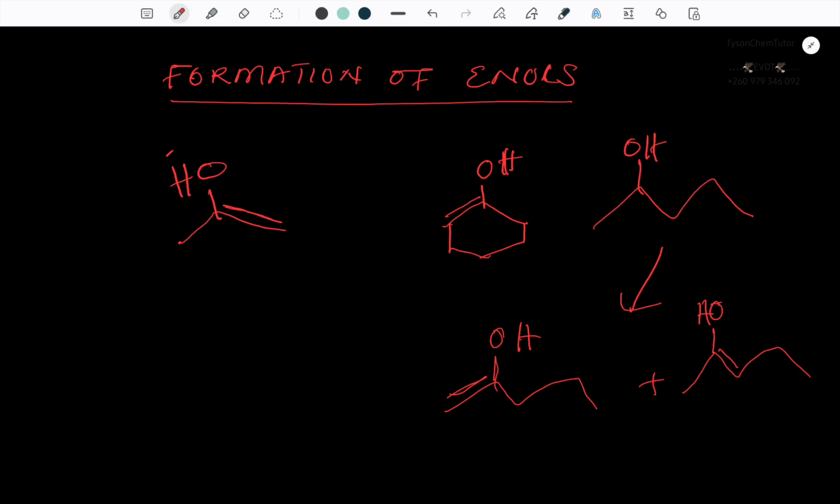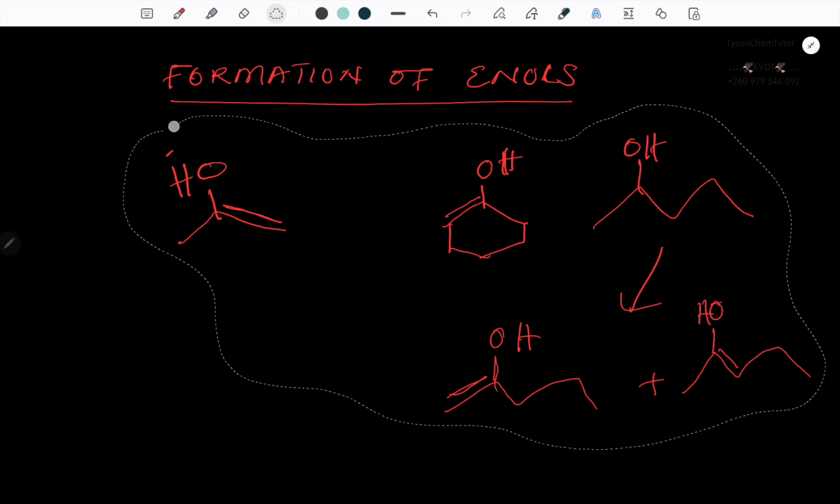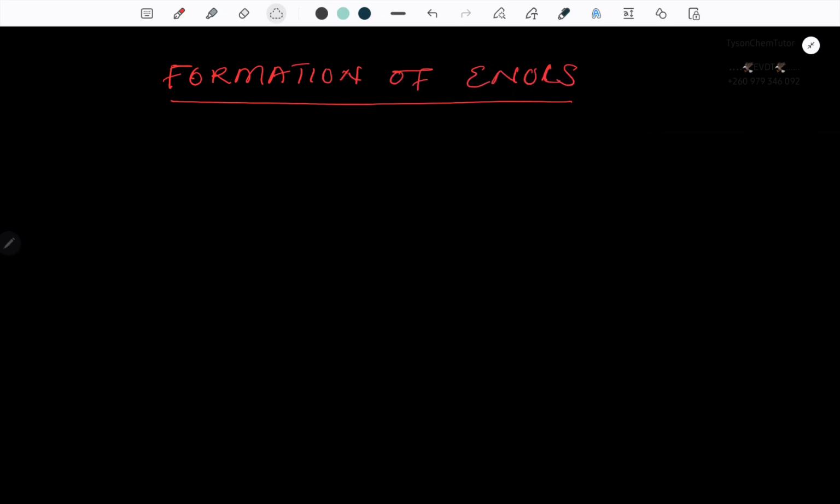So now let us just focus on formation of enols. How can we form these structures? What conditions should be put in place? We need to understand that enols are formed under both conditions. What are these conditions? The first condition is acidic condition, or acidic environment. Some say acidic media. So number one, acidic environment. The second one is basic environment.